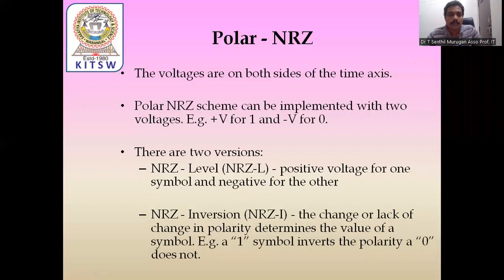NRZ level means positive voltage for one symbol and negative voltage for the other symbol. But in NRZ inversion, the change or lack of change in polarity determines the value of the symbol. One symbol inverts the polarity, and a 0 does not. So NRZ level is positive voltage for one symbol, negative voltage for the other. In the inversion technique, whenever symbol 1 is there, the polarity changes; 0 means there is no change. We will discuss this with the diagram.